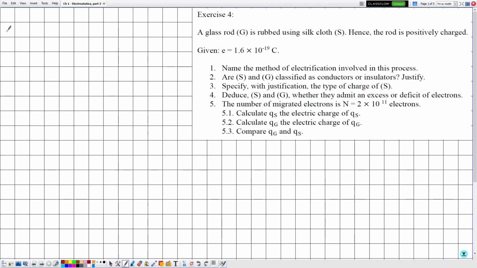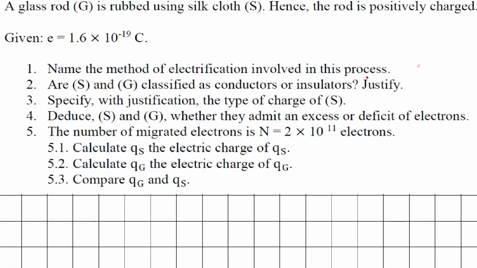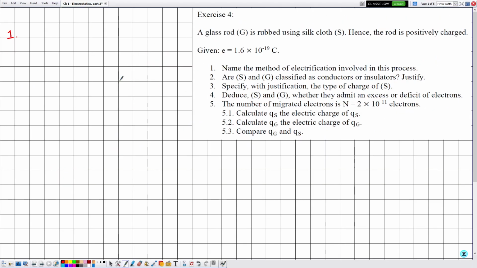Now, in number 1, they are telling us to name the method of electrification involved in this process, and this is electrification by friction because it involves rubbing.